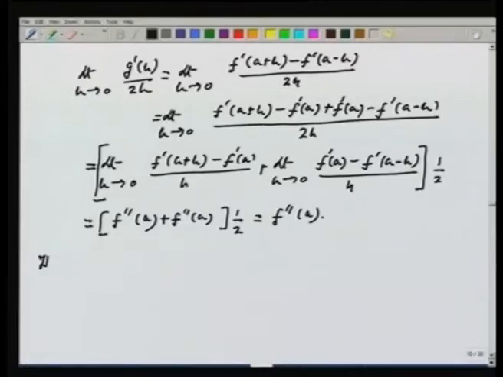Now, using this we are going to prove the next result, which is the most fundamental result for applications as far as convex functions are concerned. So, the theorem is this. Suppose f is defined in an interval I to R. Suppose this is twice differentiable.